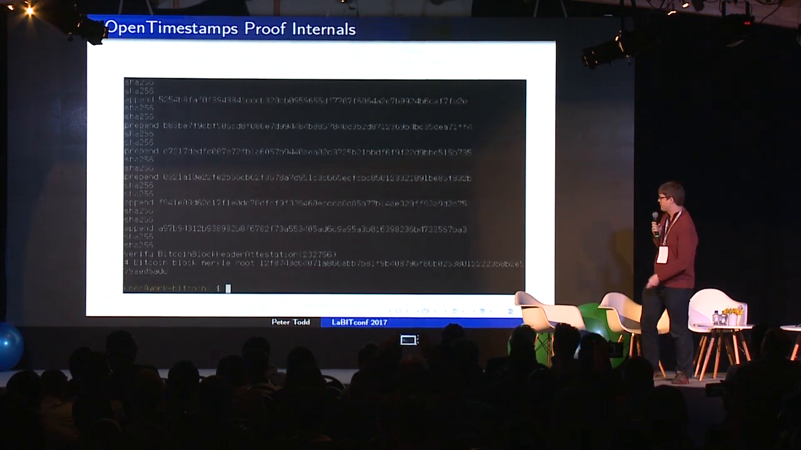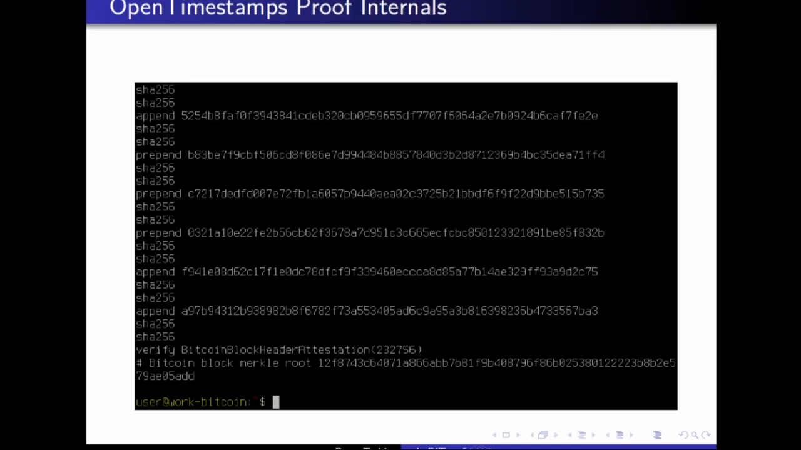Here's the next page of that. Right at the very bottom, now we have a new type of instruction. It says, once you've done all those math operations, now verify that the result you got at the very end happens to be the Merkle root of Bitcoin block number 232,756.